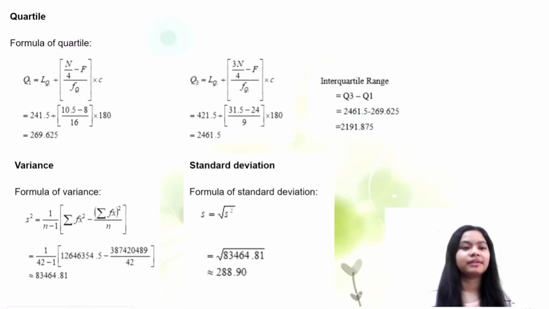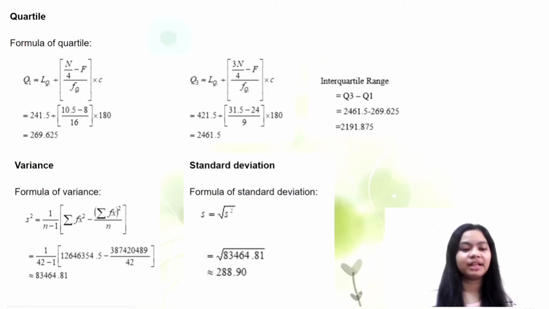Next is quartile. First quartile, the answer is 269.625. And the third quartile, the answer should be 2461.5. And to calculate the interquartile range, it is the third quartile minus the first quartile, and the answer is 2191.875.